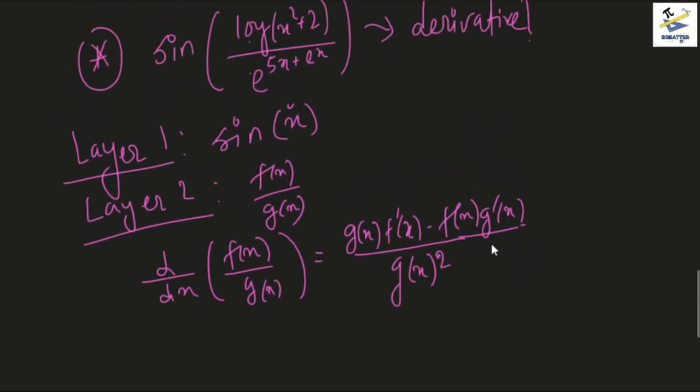What is layer number 3? So in f(x) there are two layers, right? How many layers are there? f(x) has a layer which says that the inside function is x square plus 2. Similarly, g(x) has a layer which says that the inside function is e to the power 5x plus e to the power x, right? But these layers do not really matter because we already have an f(x) by g(x) form here, right? So we are going to use them here directly.